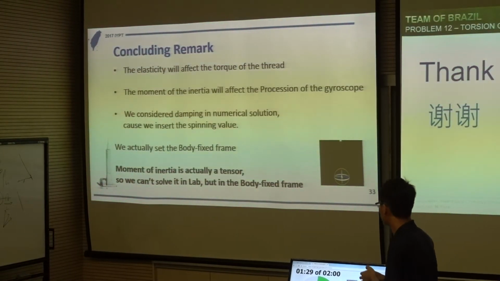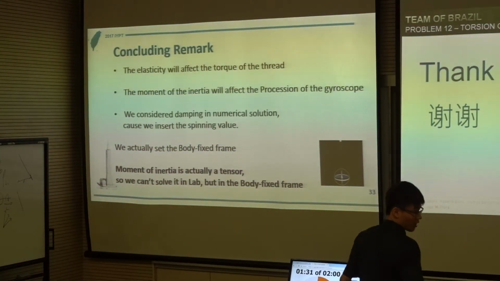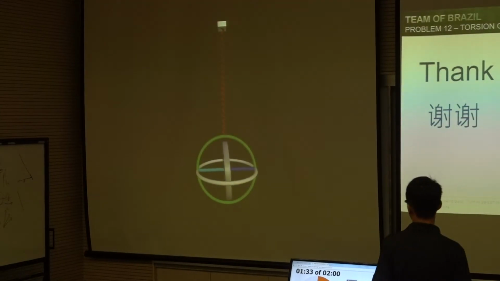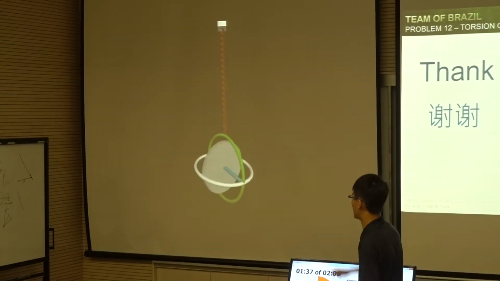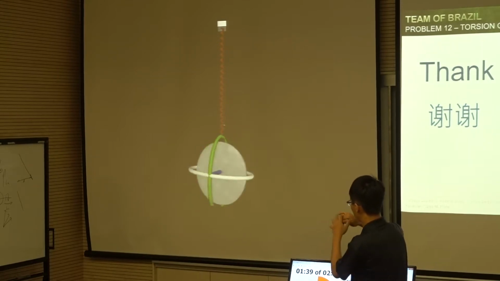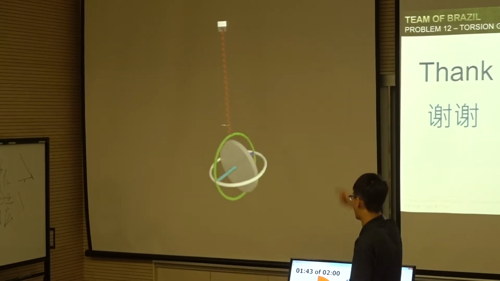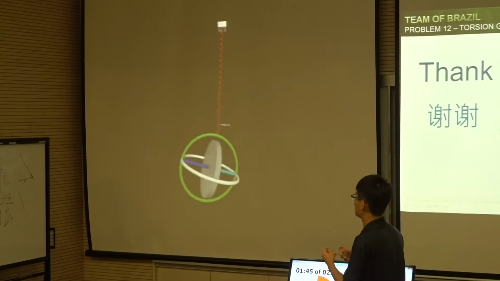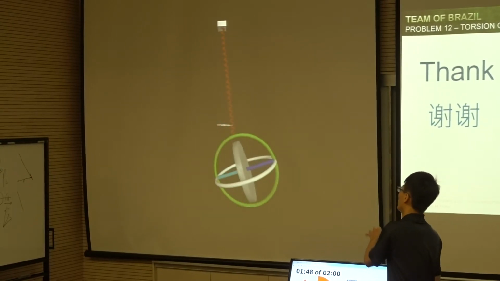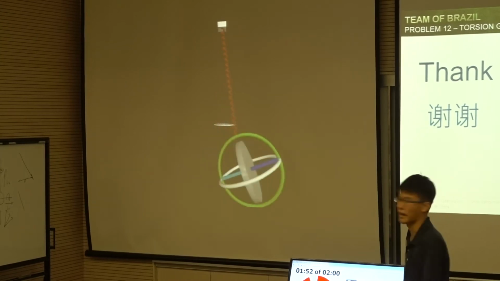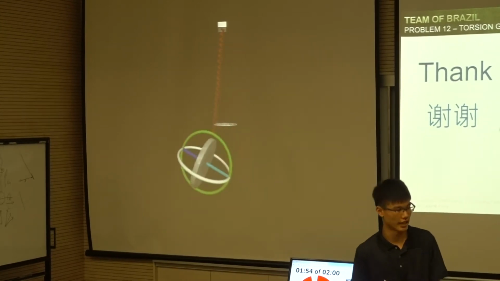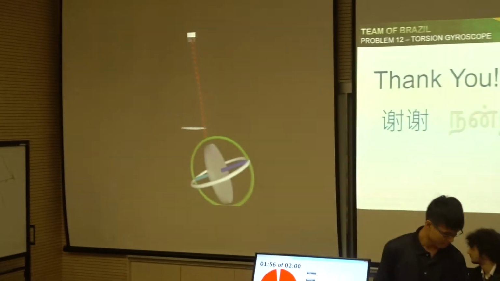And here I would like to play our simulation result again. As you can see, the upper part is the torsional thread, and there is the gyroscope, and it is spinning, and it will have a precession. And I think I actually investigated the dynamics of a gyroscope, which fulfilled the task of the problem statement. And this is my concluding remarks. And thank you very much.